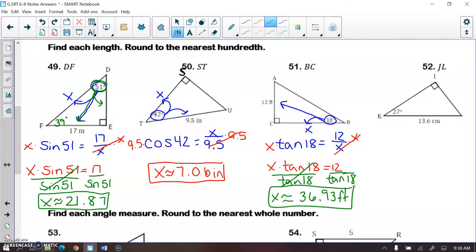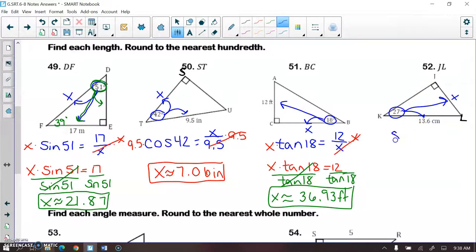Again, if I asked you to solve this right triangle, you would need to find everything in the right triangle. But here I'm only asking you to find specific parts. So number 52, it says to find JL. L got cut off, it's right here. So I'm going to label JL X in relation to my 27-degree angle. X is the opposite, and we have the hypotenuse.